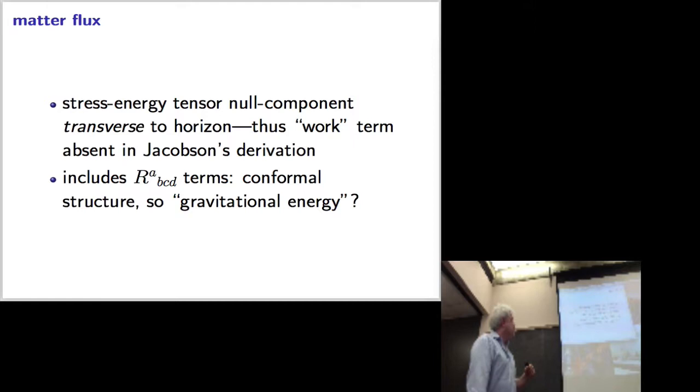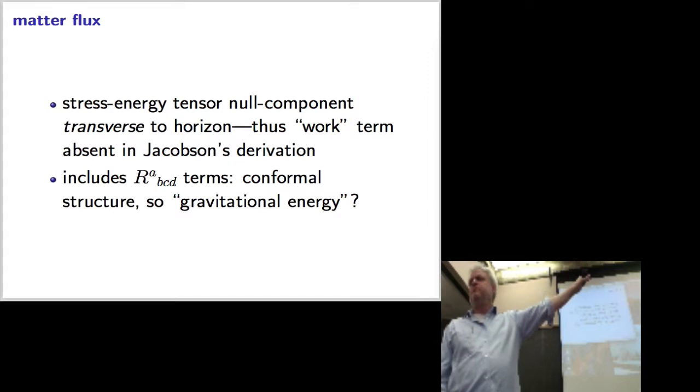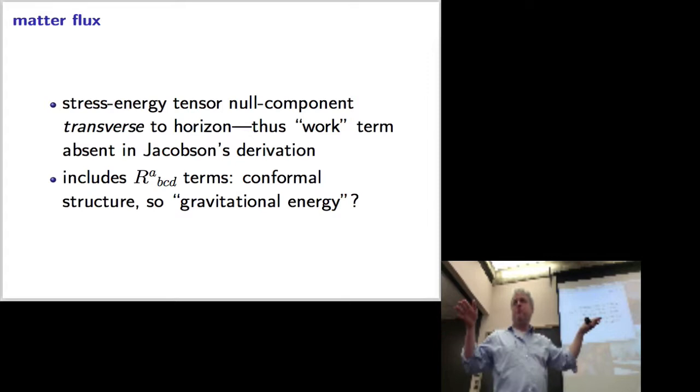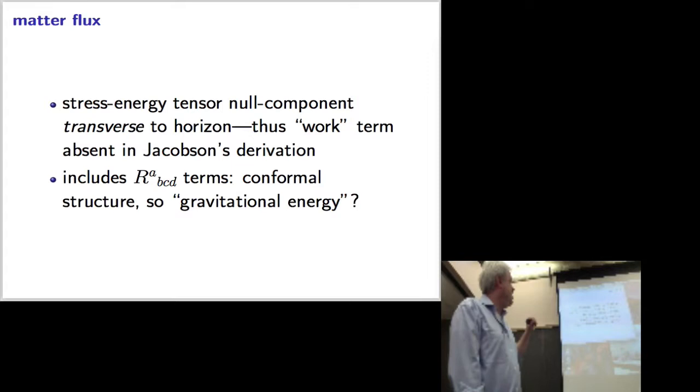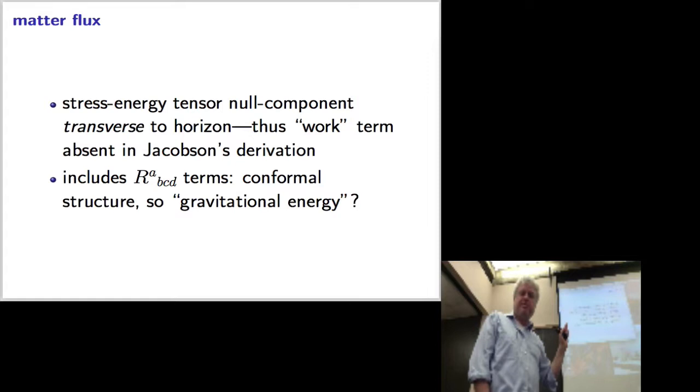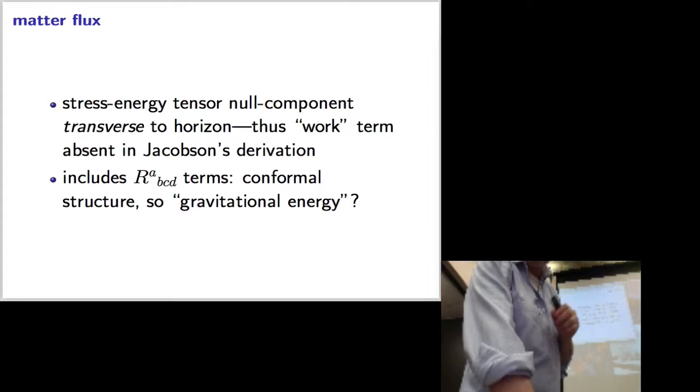And because we're dealing with null components that are transverse to the horizon, not just tangent, I should actually have included this as a bullet point: we don't just get the null-null component as in Jacobson's derivation. We actually get all the null components, null-null and all three space-like: null x1, null x2, null x3, and since it's symmetric, we automatically get the x1 null, x2 null, x3 null. So we get a little more here. And I already remarked on the fact that this necessarily includes terms proportional to Riemann tensor components. And so maybe we're picking up something like a gravitational energy, which would be cool, if one can make that precise.